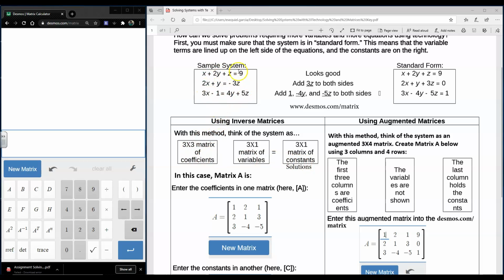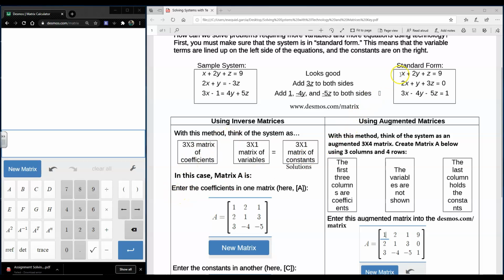This is the system, but you need to make sure that it's in standard form. And we have it here in standard form: x plus 2y plus z equals 9, 2x plus y plus 3z equals 0, 3x minus 4y minus 5z equals 1. You have to make sure it's in standard form. We're going to go ahead and use the inverse matrix.